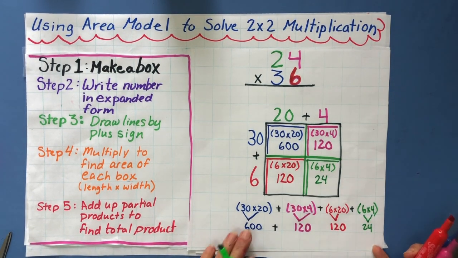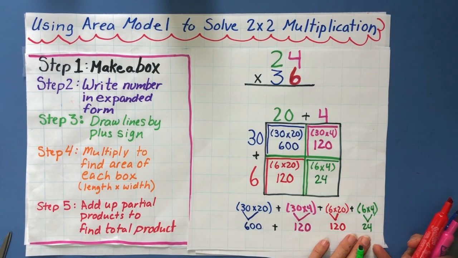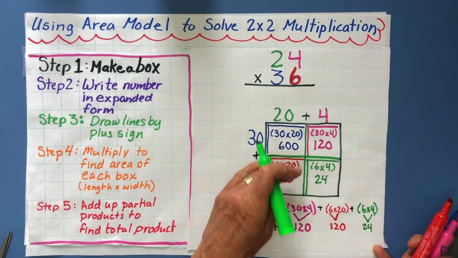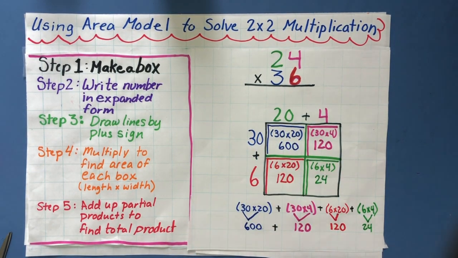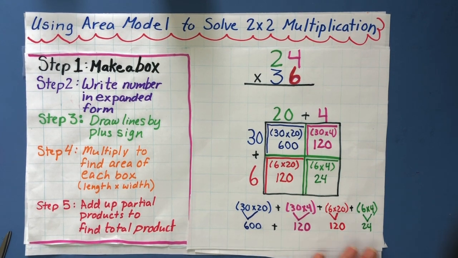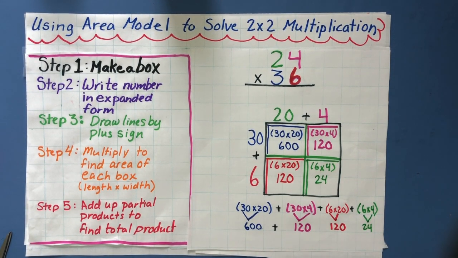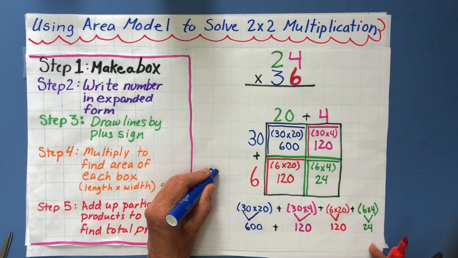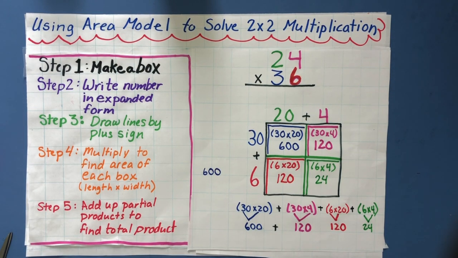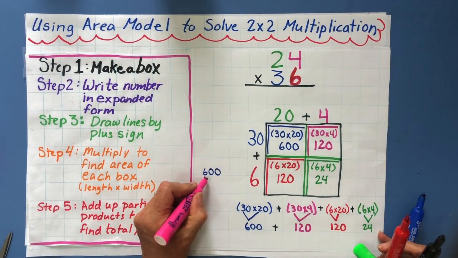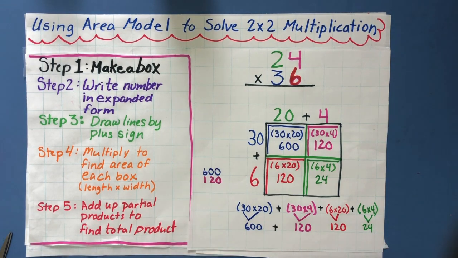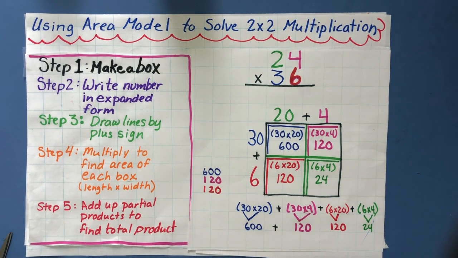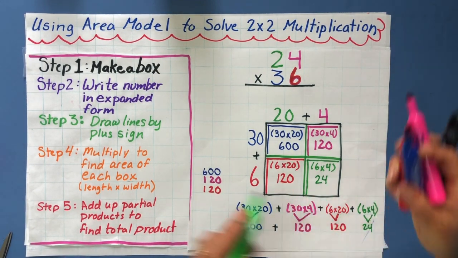Okay, so these are partial products, but we need to find the total product, which would be adding up all the areas of these 4 boxes. So you could do this in your head if you wanted, and some people like to do that. And then after you do it in your head, then I would write it vertically to find out what the actual answer was. So 600 plus 120 plus another 120. That's really weird. Plus, oops, sorry about that, 24.